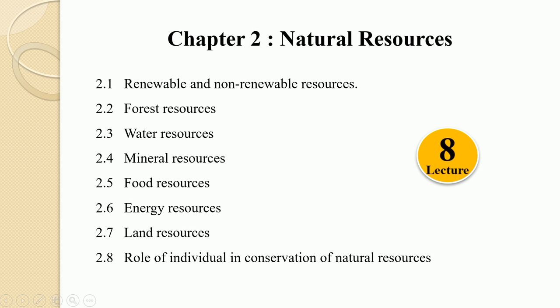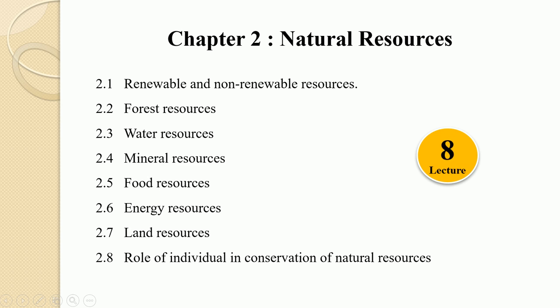Then the second chapter is about natural resources. Obviously nature gives many things to human beings as well as other organisms, and whatever things, living or non-living, that we get from nature are referred to as natural resources. We are going to discuss that in chapter two. The subpoints are renewable and non-renewable resources. I think you might already know these two concepts.